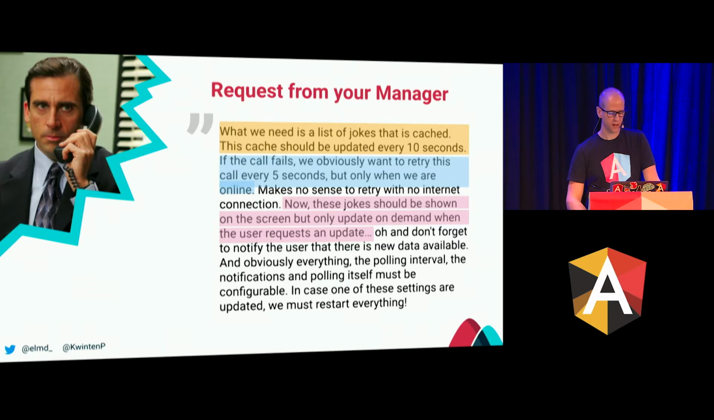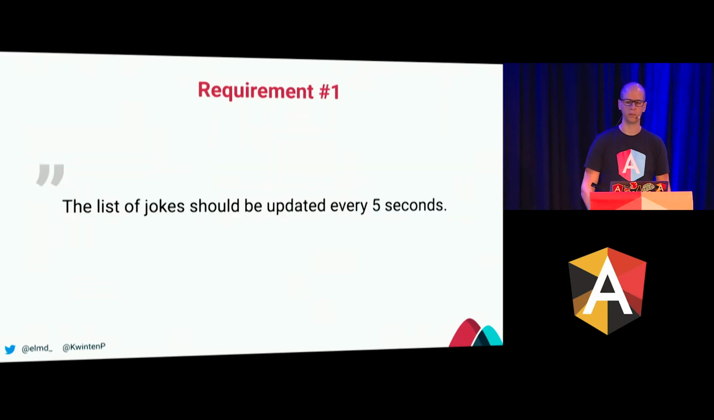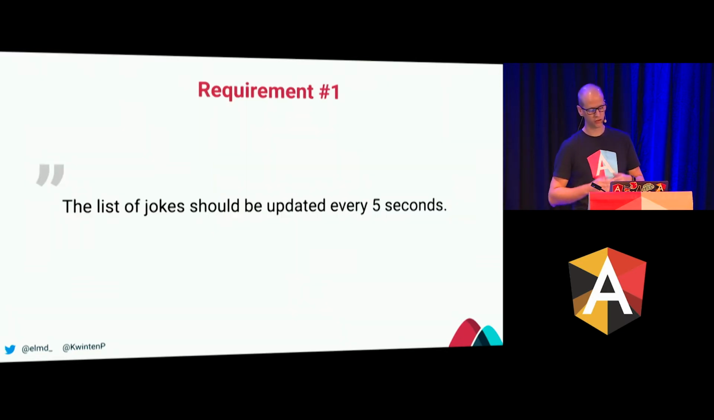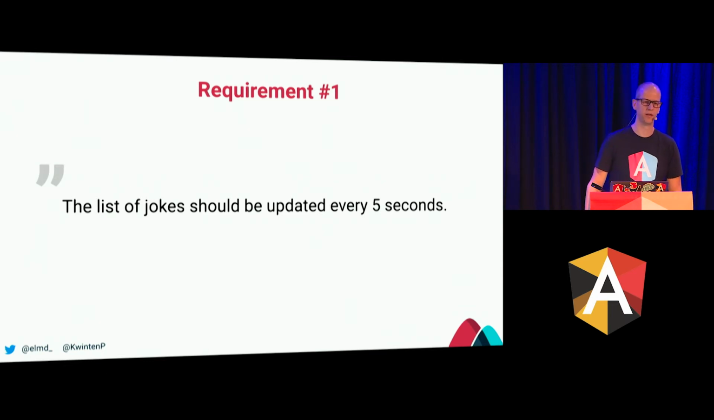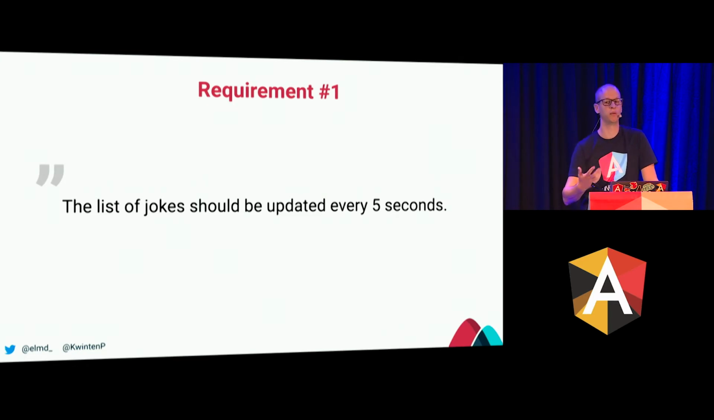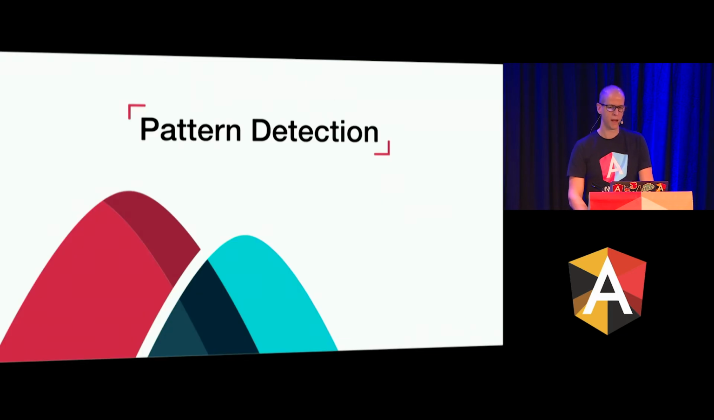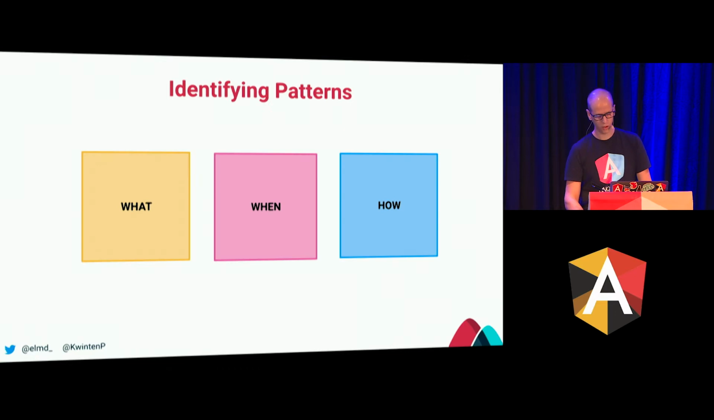Okay, now that we have that, let's look at this first requirement. The list of jokes should be updated every 5 seconds. Now, how do I actually translate this into RxJS code? This is still something you would have gotten years ago when people were not already using RxJS. So to do that, we're going to use something called pattern detection. Pattern detection is going to help you reason about your code. We are always going to look for 3 things: the what, the when, and the how.